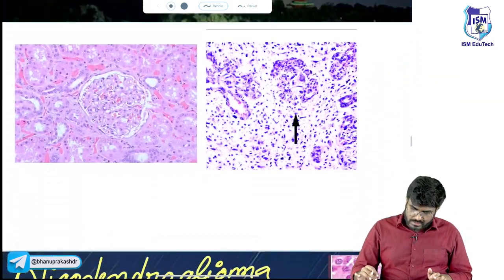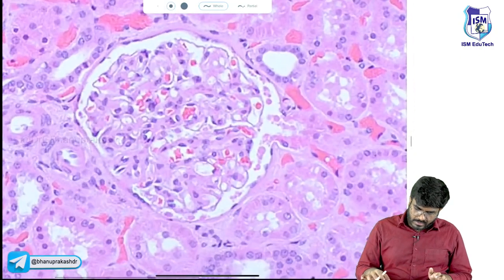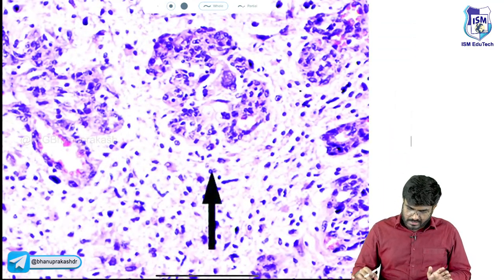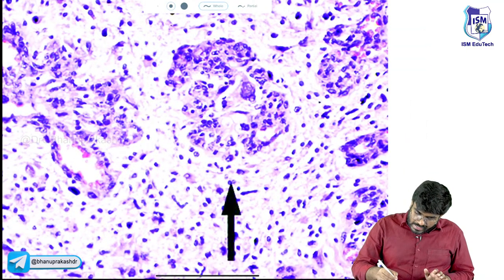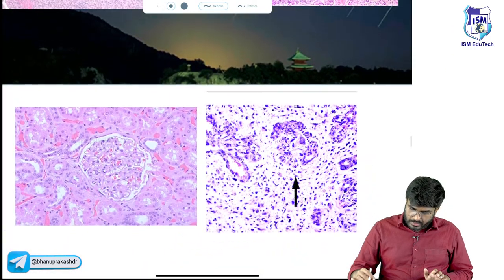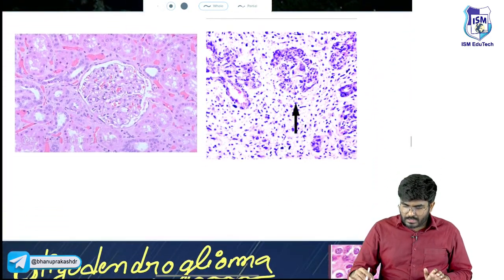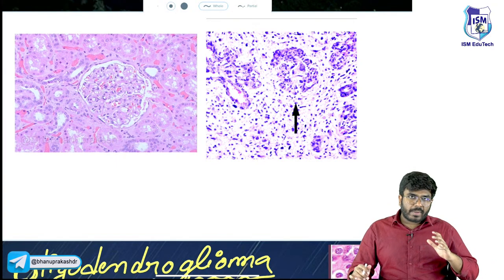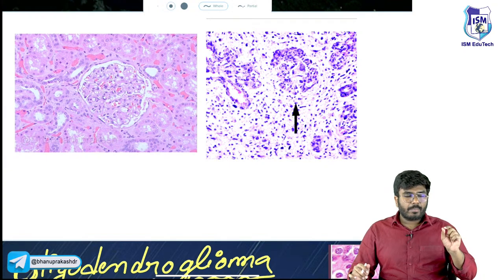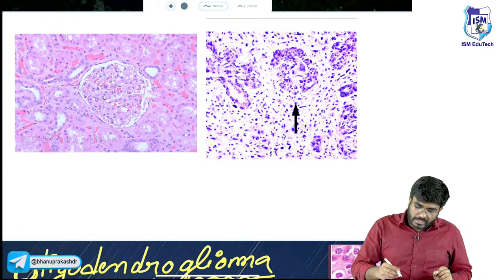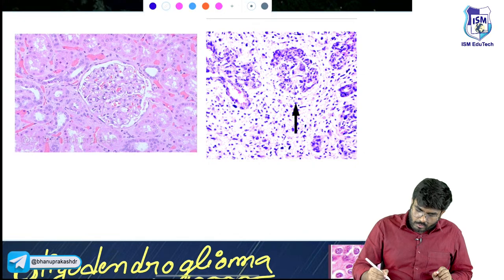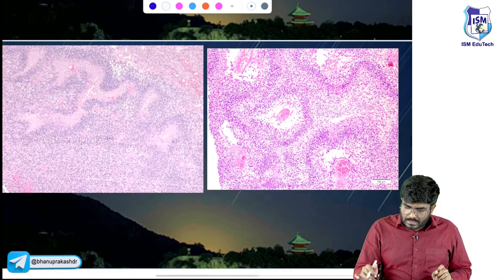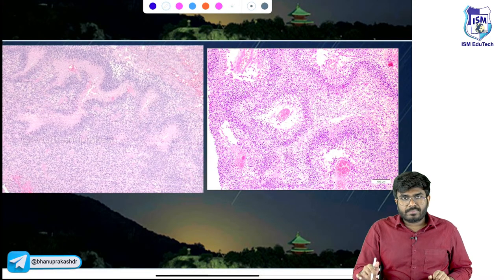What else you should know is, look, this is the normal glomerulus in the kidney. Now in this condition, see, this is looking like a glomerulus but not a glomerulus. So this is called a glomeruloid appearance. If a patient has glioblastoma multiforme and you take a biopsy of the tumor, you can see a glomerulus-like appearance, which is called glomeruloid appearance.